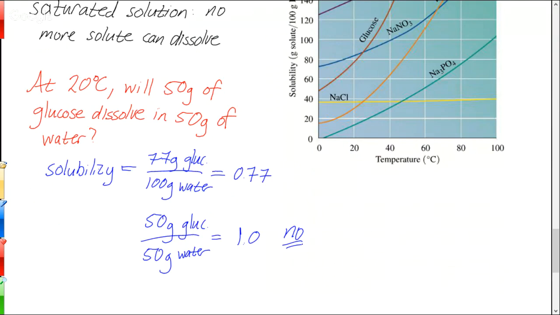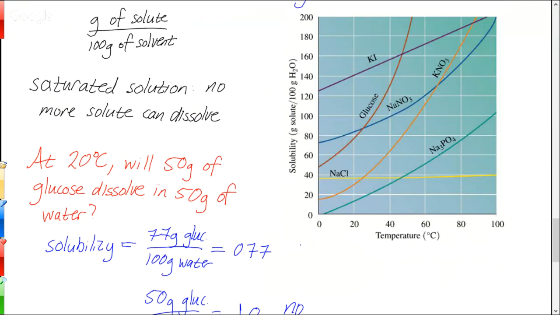The other way we can ask that question is, if 77 grams of glucose dissolves in 100 grams of water, which is what we get from the graph, how much would dissolve in 50 grams of water? So it would be proportional, so it would be half of that. So 38 and a half grams of glucose. So 50 grams is way too much. Yeah, this is the real lines of what the solubility is at different temperatures.